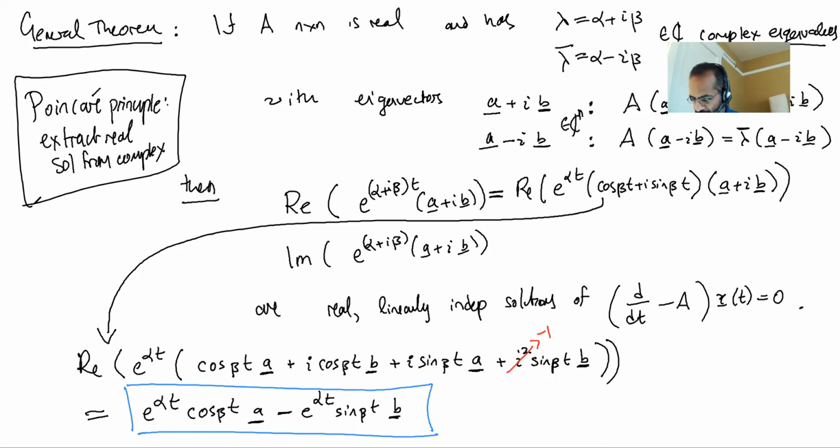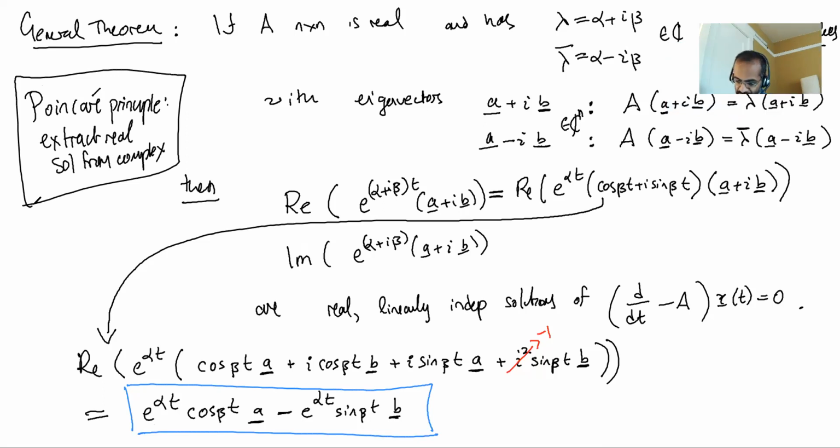Same as what we did for second order ODE. And for the imaginary part, well, we've actually done the calculation. The imaginary part is the other part, right? So e to the alpha t cosine beta t times b plus e to the alpha t sine beta t times a. So any questions about this general theorem?